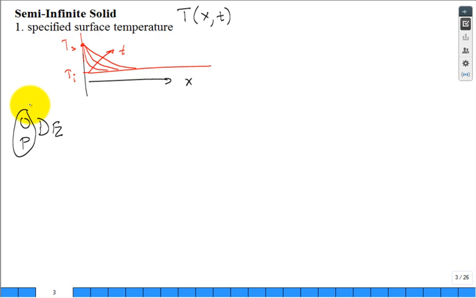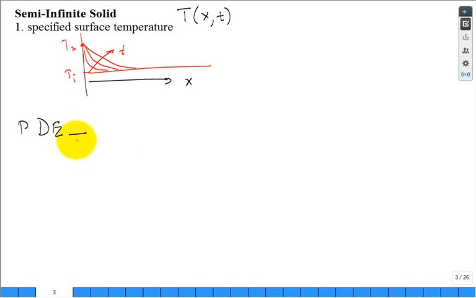What's the clue? Why is it a PDE? Why is it a partial differential equation? Because there's two or more independent variables. It's a function of space and time. And so what does our partial differential equation look like?